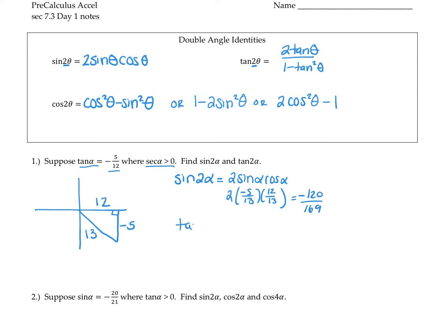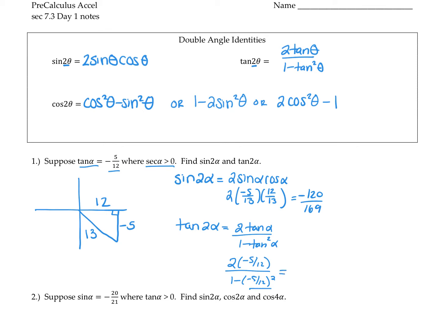Now I'm going to find the tangent of 2 alpha, which is 2 tangent of alpha over 1 minus tangent squared of alpha. So that's going to be 2 times negative 5/12 all over 1 minus negative 5/12 squared. Now be careful, this double negative I can't change to addition because I have to square this part first. So just be very careful.